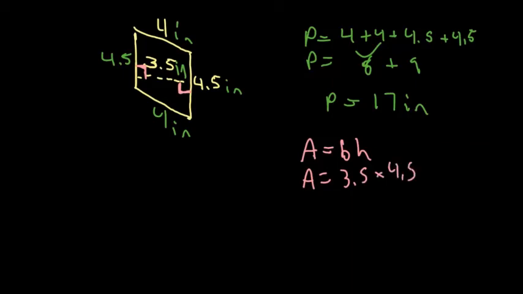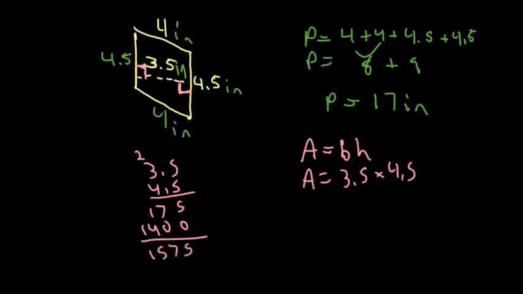It's still going to be 3 and 5/10 times 4 and 5/10. I can't do that in my head, so I'm going to pull that out to the side and work it out. 3 and 5/10 times 4 and 5/10. 5 times 5 is 25, carry the 2, 15 plus 2 is 17, 20, carry the 2, 12 plus 2 is 14, so I get 1575. There are 2 decimal places in my problem, so 2 digits behind the decimal in my answer. So my area would be 15 and 75 hundredths inches squared.